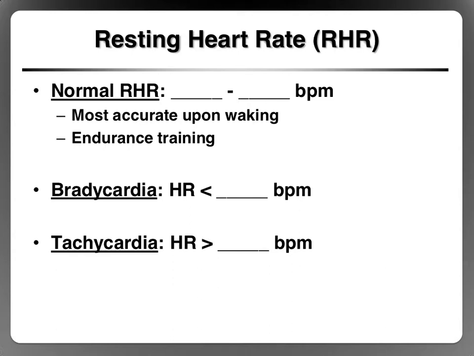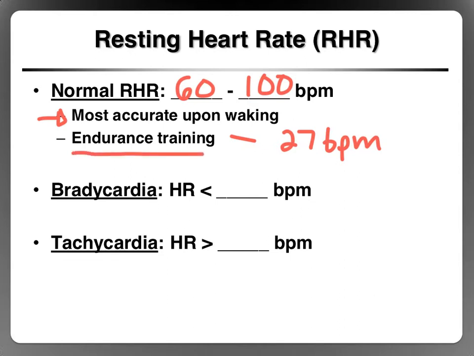Normal resting heart rate is defined as 60 to 100 beats per minute, and it's most accurate upon waking up in the morning before you've had any environmental effects on your heart rate, things like heat, altitude, smoking, caffeine, stress, physical activity, etc. The lowest resting heart rate ever measured, according to the Guinness Book of World Records, was 27 beats per minute. Generally, we see very low resting heart rates regularly in the 30s and 40s in highly trained endurance athletes, and we'll talk about that later and what the connection is there.